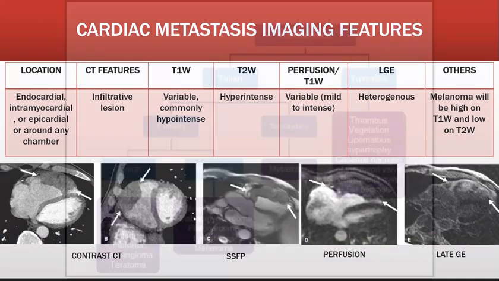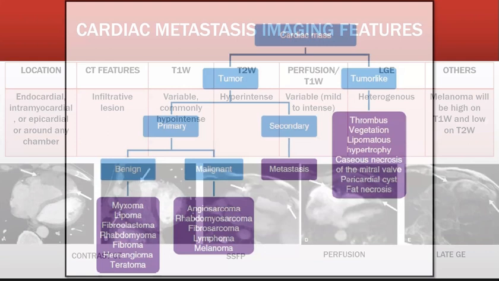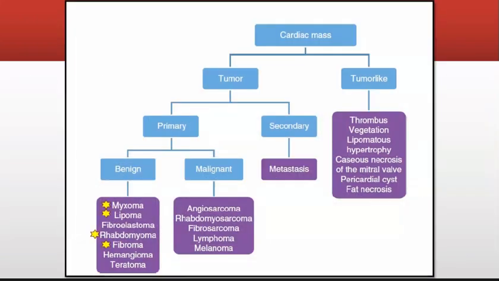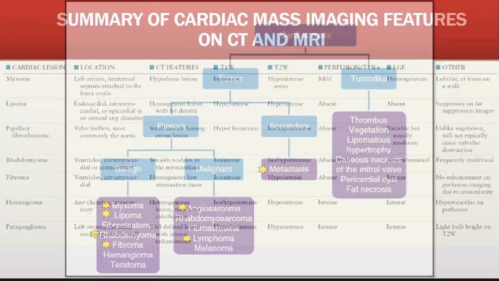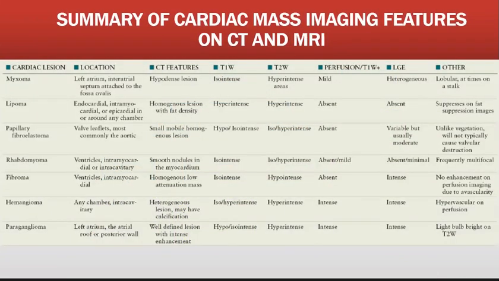So we have discussed several disease entities, namely from the benign tumors, myxoma, lipoma, rhabdomyoma, and fibroma. For the malignant primary tumors, we discussed angiosarcoma and lymphoma. Also, we discussed cardiac metastases. Here is a summary table of the cardiac mass imaging features on CT and MRI. You can find this in the 5th edition of Brant. You should familiarize yourself with this table, as I think this will be asked in future exams.